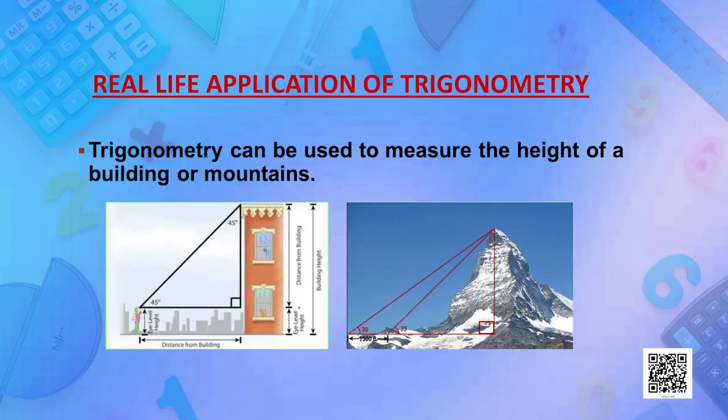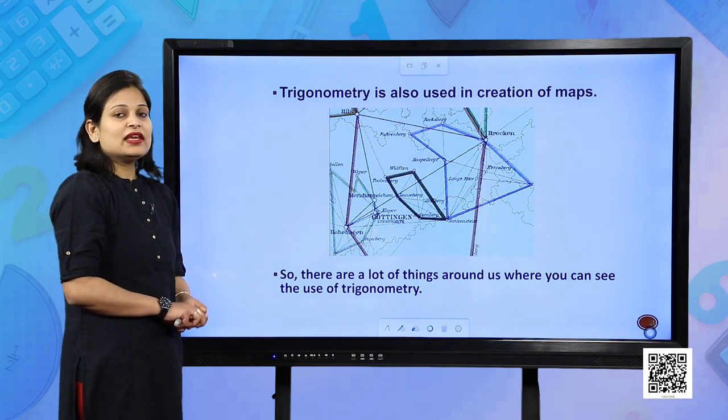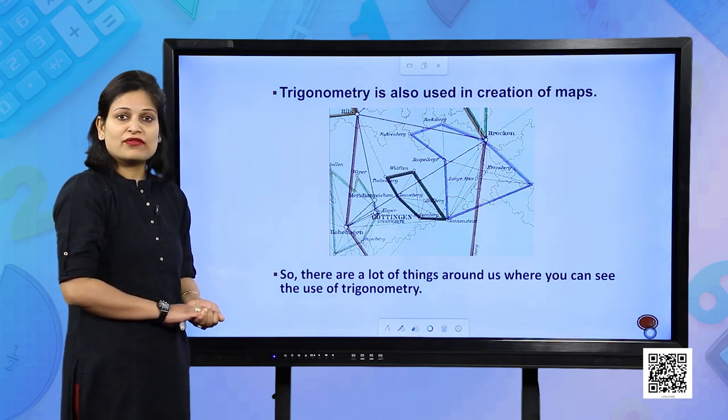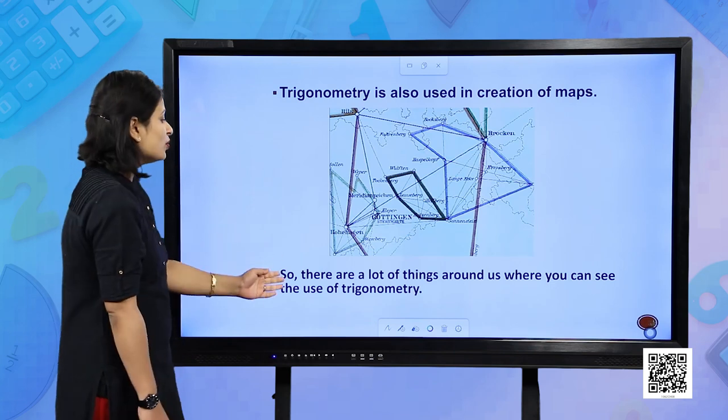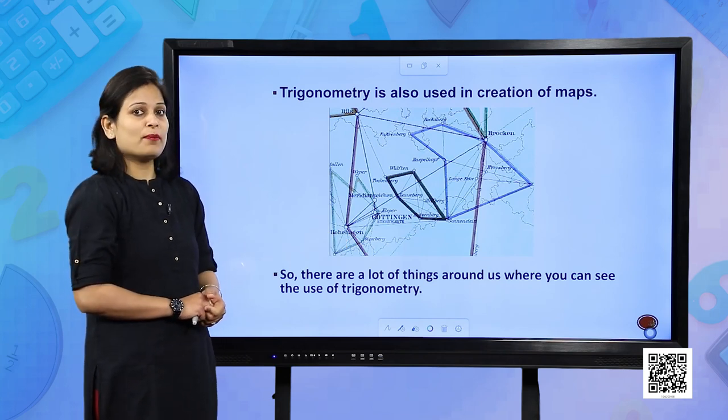Now, we are going to study about real life applications of trigonometry. Trigonometry can be used to measure the height of a building or a mountain. As you can see, this is a building and we are making a right angle triangle over here, so we can easily measure the height of a building. Similarly, we can measure the height of a mountain. Trigonometry is also used in creation of maps. Basically, architects use the concept of trigonometry to design the map. So, there are a lot of things around us where you can see the use of trigonometry.